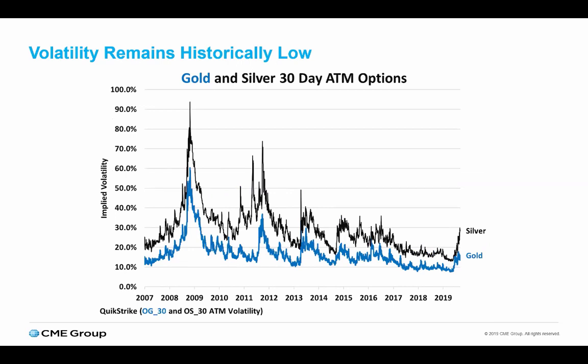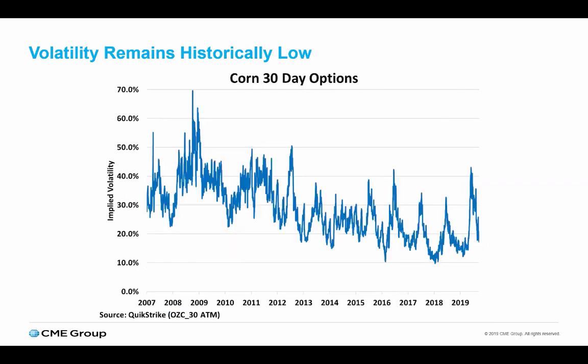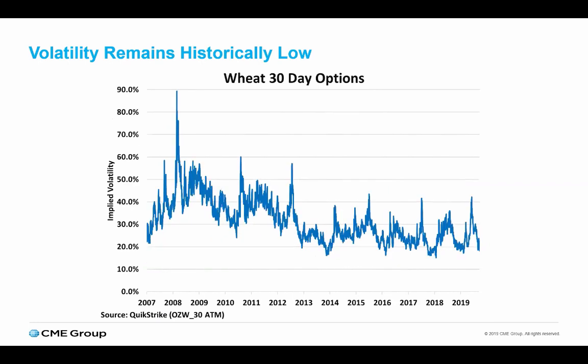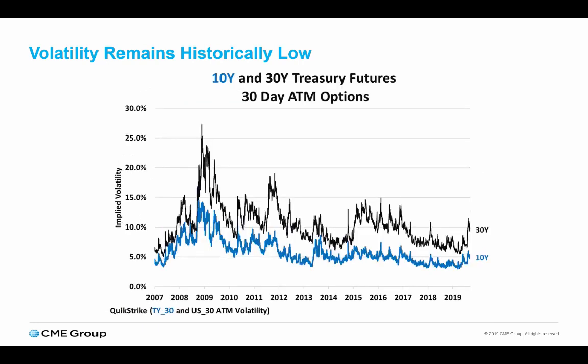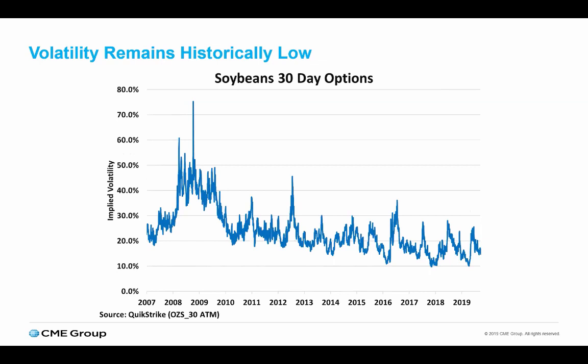Gold and silver, of course, also have options on them, as do all of the other things that trade at CME Group. Their options have been spiking recently, but they remain at very, very low levels. Gold and silver options are still very, very cheap by historical standards. Likewise, corn options, extremely cheap by historical standards. Same thing for wheat options, incredibly cheap, almost never cheaper than they are today. Same thing with soybean options, for example. Soybean options also trading at historically very, very low levels.